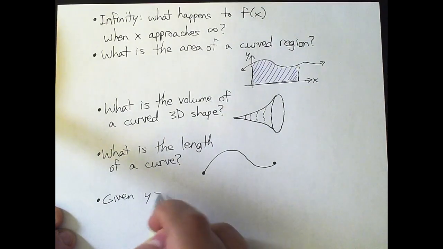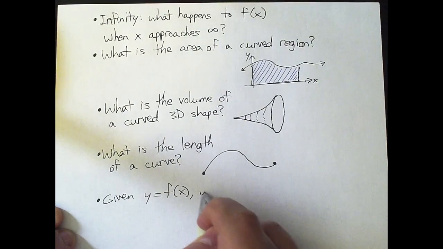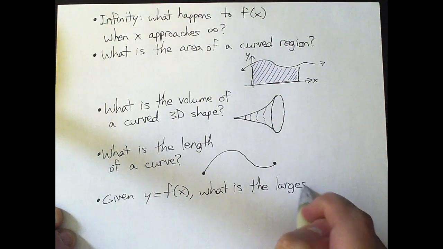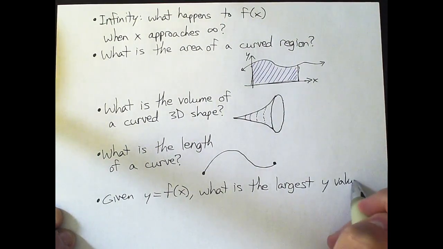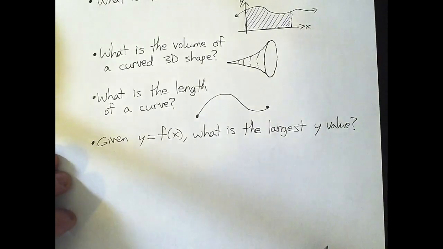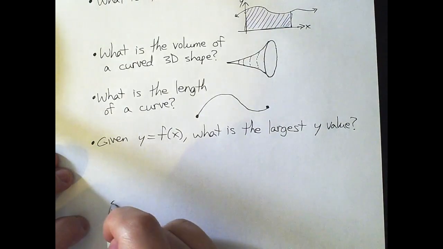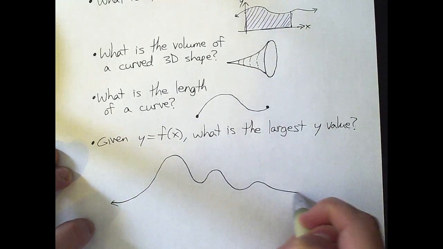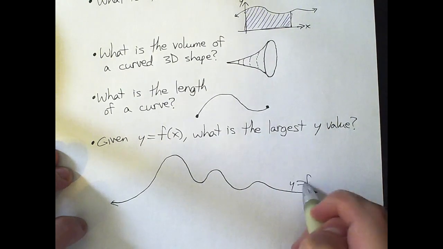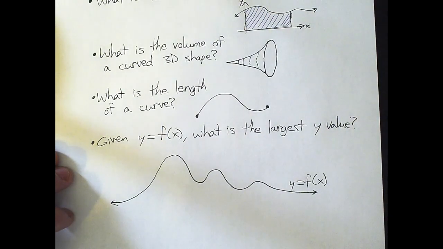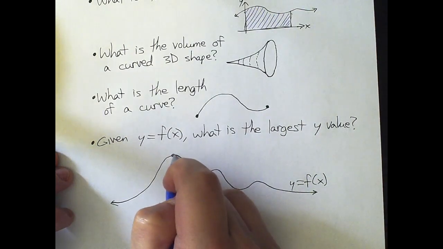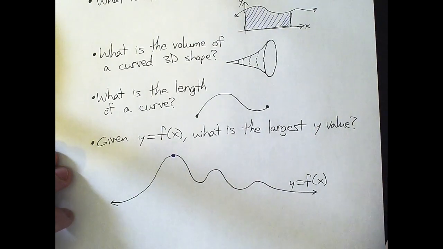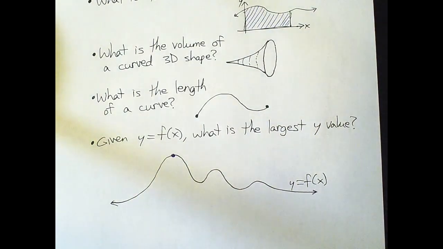How about this? If you're given y equals f of x, what is the largest y value that this function has? So this might be a curve that, depending on the function, goes up and down. All right, y equals f of x. And maybe there's some point that is the largest y value that this function ever achieves. It never goes any higher than that. The top of the mountain.